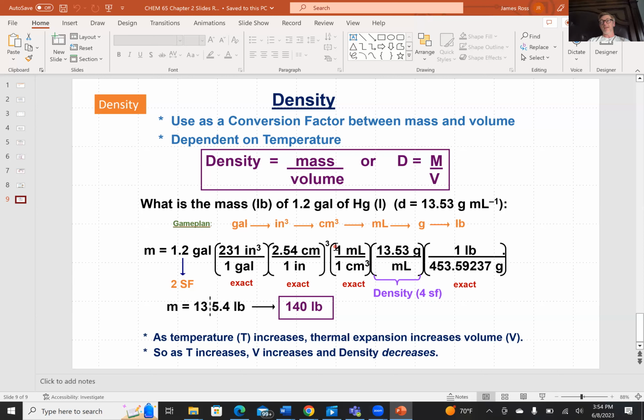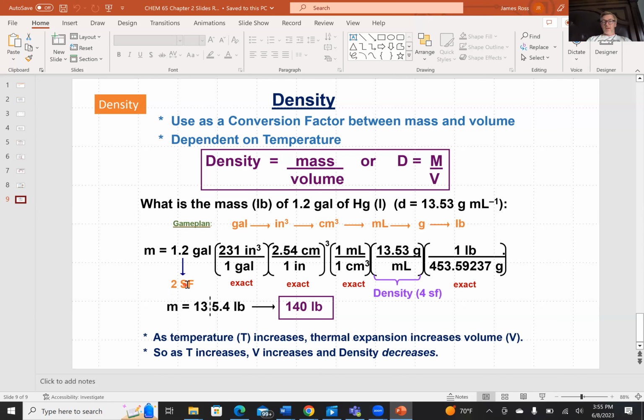By definition, 1 milliliter is equal to 1 centimeter cubed. That's an exact conversion. Centimeter cubed is promoted as a preceding numerator. By definition, 2.54 centimeters cubed is 1 inch cubed. Inch cubed is promoted as a numerator. 231 cubic inches is a gallon, exactly. Gallon is promoted as a numerator, and we use our input 1.2 gallons of mercury. The only unit that doesn't cancel is pounds, which is our target unit.